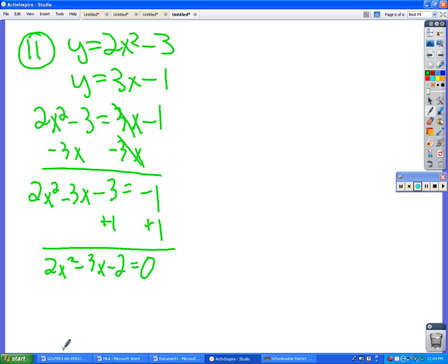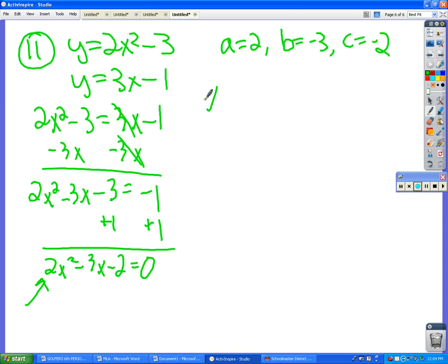Okay, so I have to solve that. So there's two different ways I can do it. Quadratic formula or I can factor. Now normally I would say factoring is a good way to go, but this 2 in front is going to screw things up. That's that thing where I have to go 2 times -2 and then find things that multiply together to be that, if you know what I'm saying. So let's just go quadratic formula on this. Okay, so A is 2, B is -3, and C is -2.